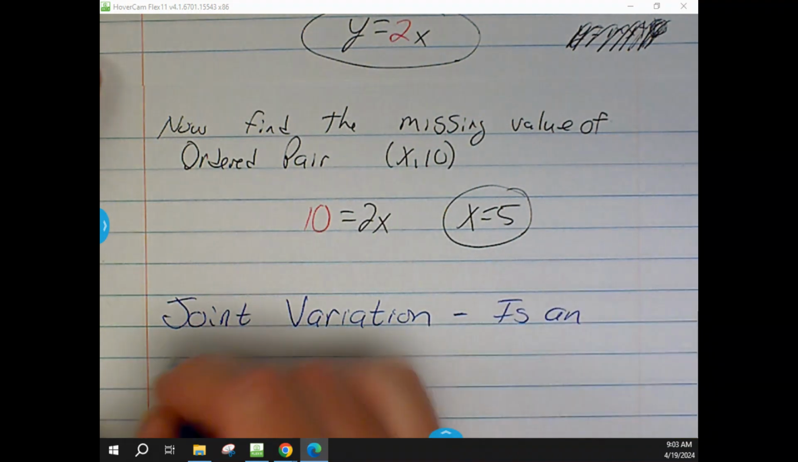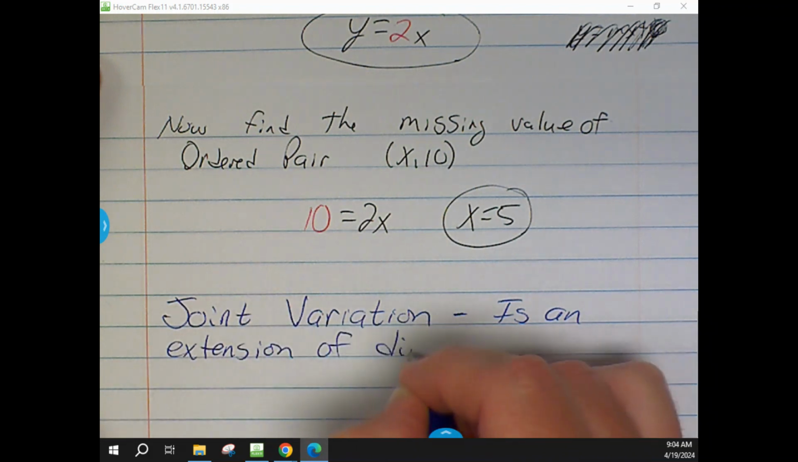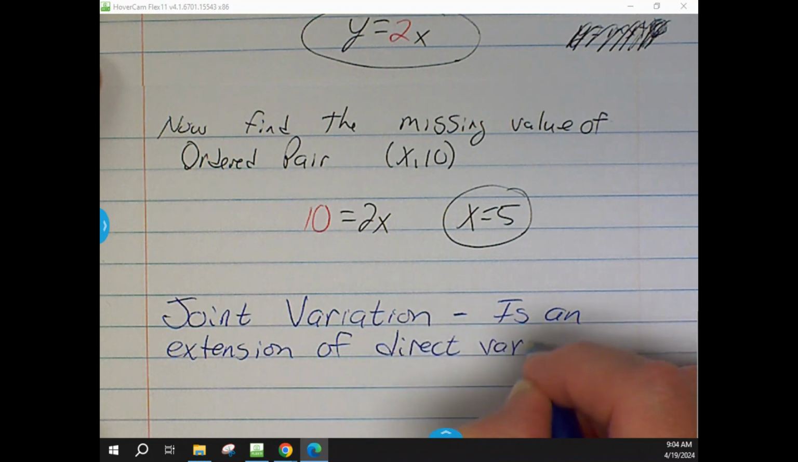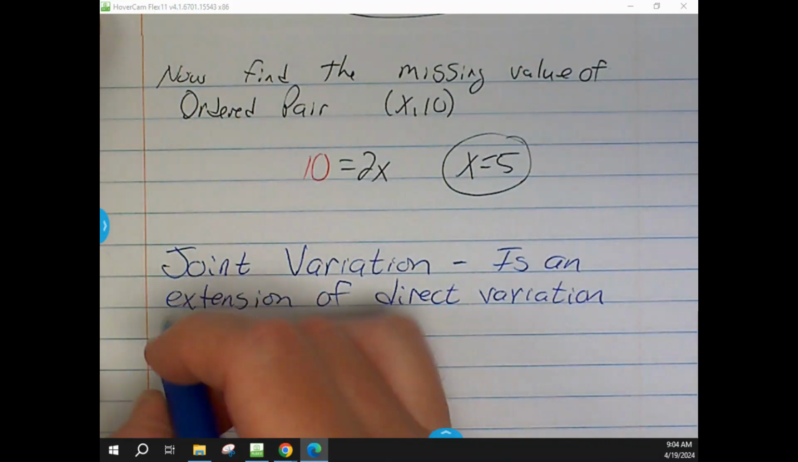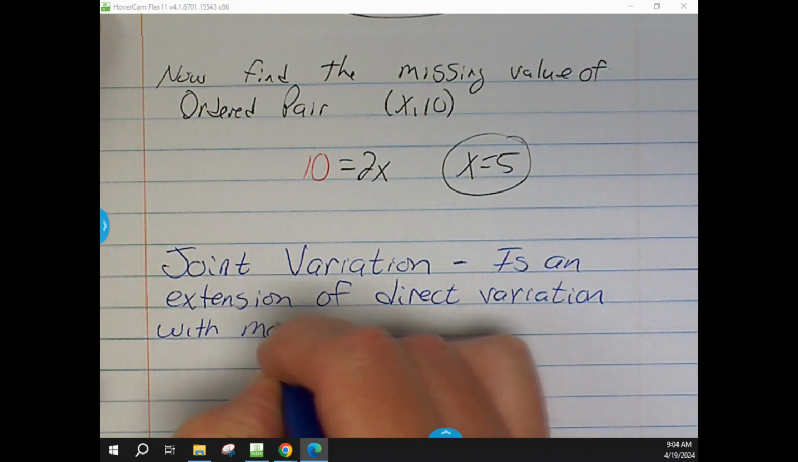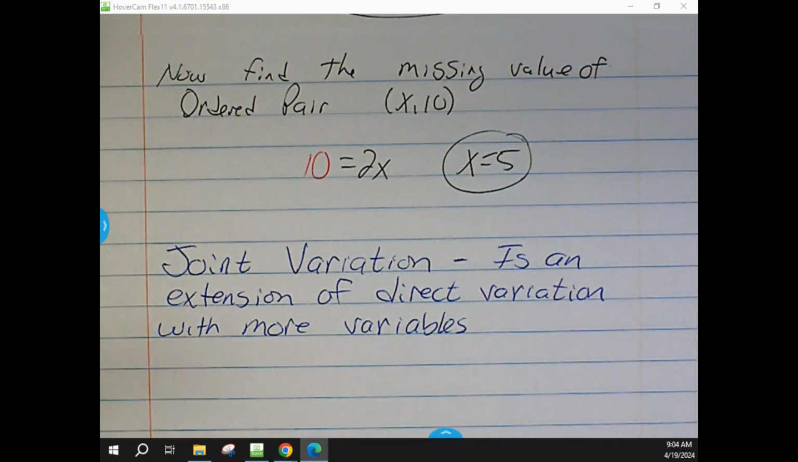Joint variation basically is just an extension of direct variation with more variables. So when we were doing direct variation before, you had one x, you had a y value. For joint variation, there may be an x and a y. There might be a z to the third power. There could be a square root of t. You just throw in more variables as you go through this, and then you figure out how it would work for this one.